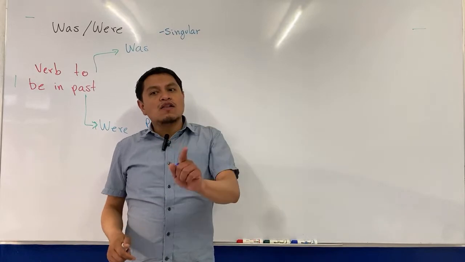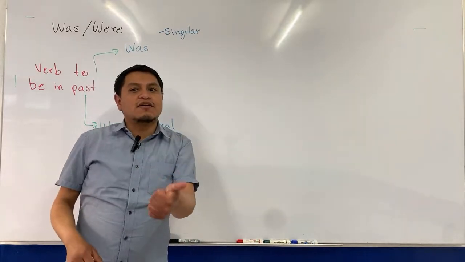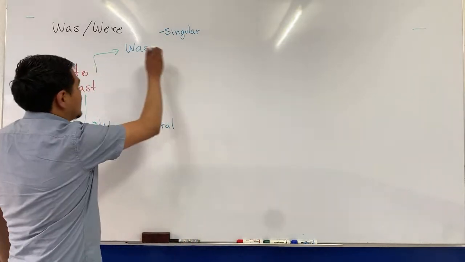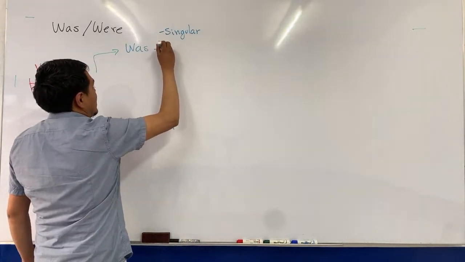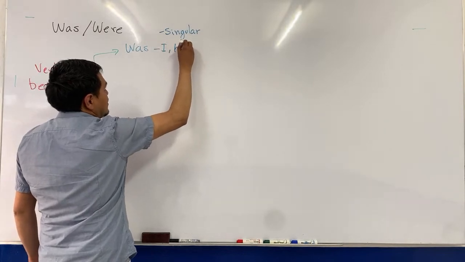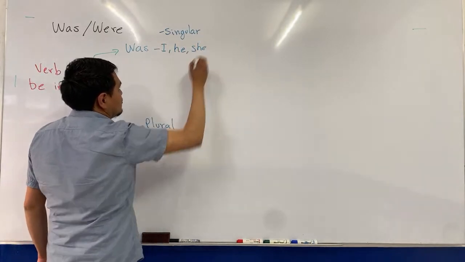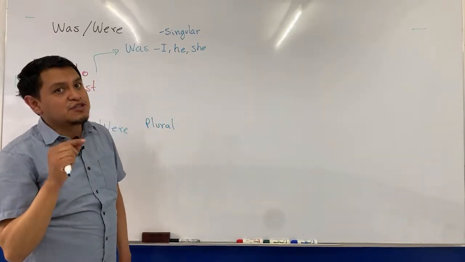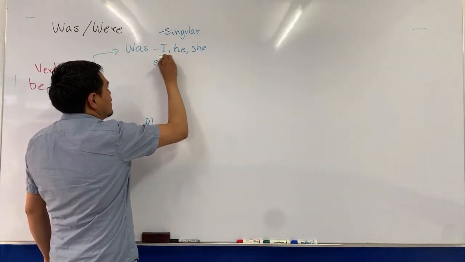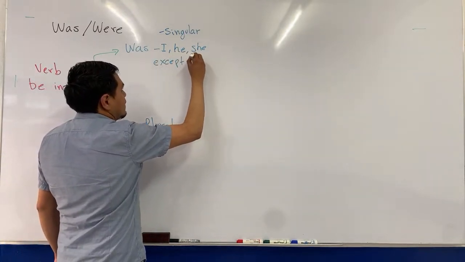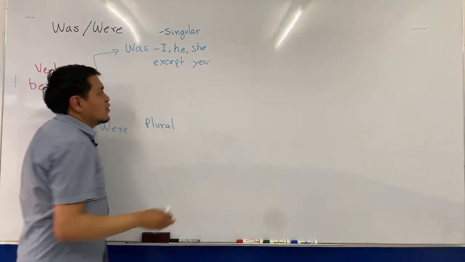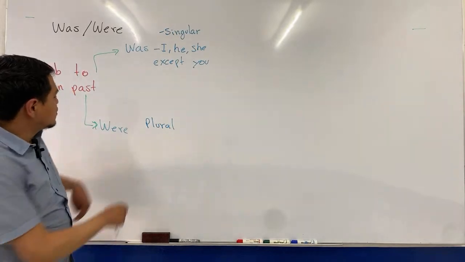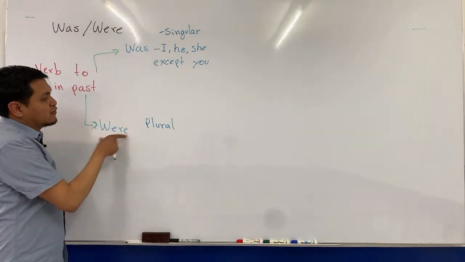Next, only one person, object, or animal, except you. And what do we use for I, he, she, it, for all the singulars except you. Repeat, exception for the you. When we use you, we need to use the word were, right?